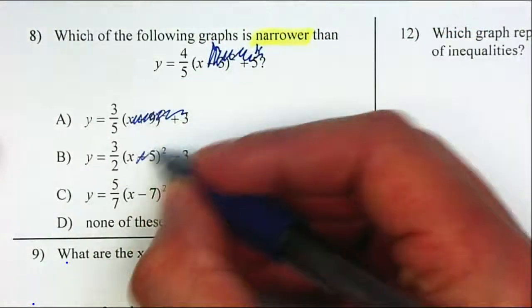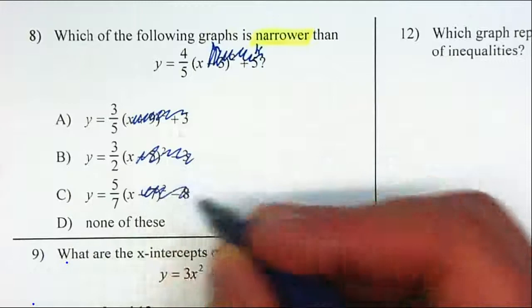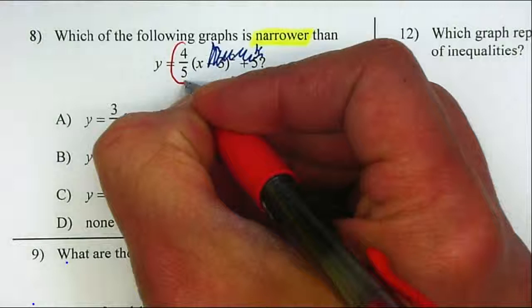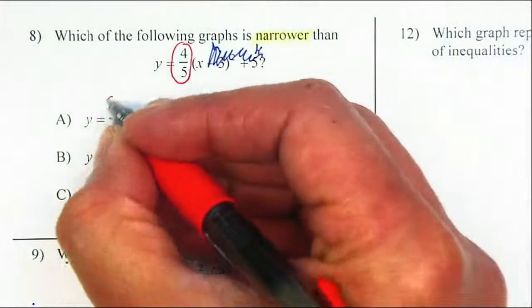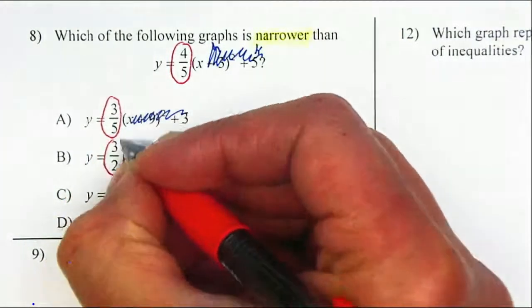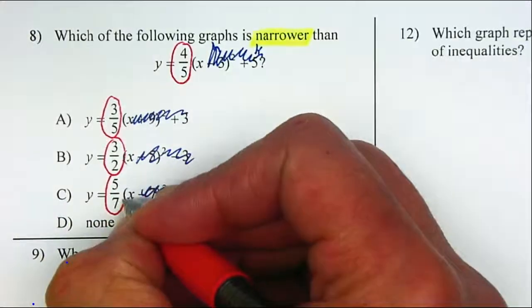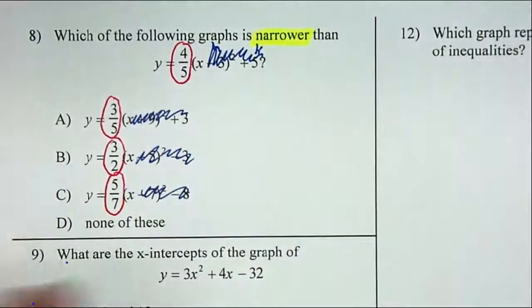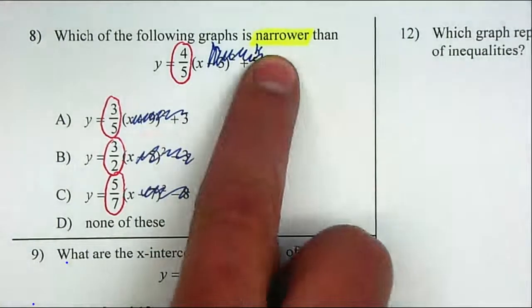It doesn't matter where they're located. It doesn't matter where the vertex is located. We're just looking whether it's wider or narrow. In this case, we can think of this as the slope to answer this question. And yes, this is not the slope because this is not a linear equation or an absolute value. But we can actually use the same process to determine which one's narrow.